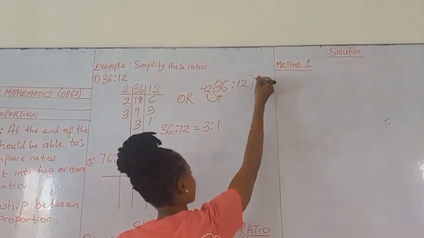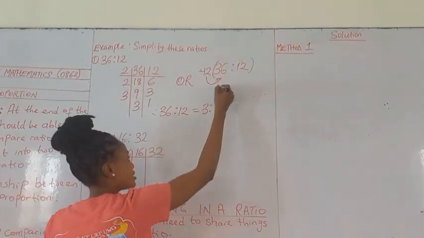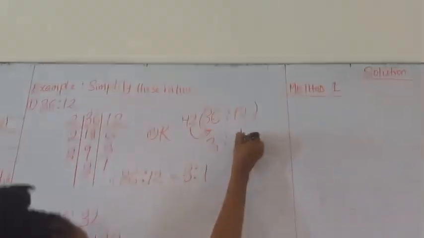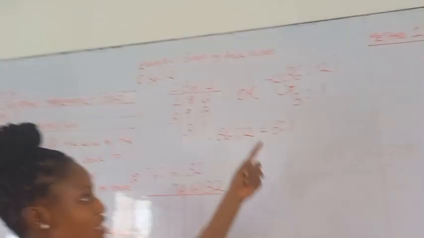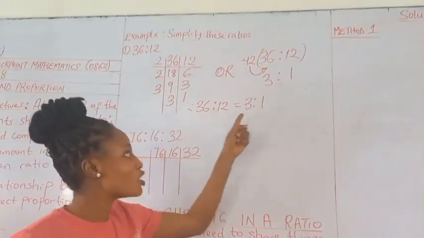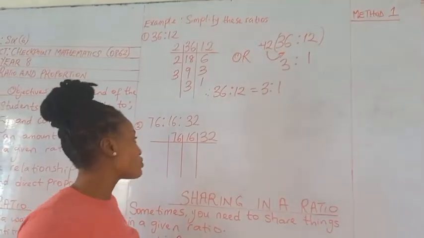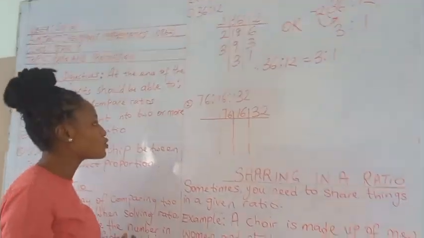You can write it on this side too. 12 divided by 36 gives 3. While 12 divided by 12 gives 1. Therefore, we still have the same value of 3 ratio 1. You can decide to choose any of these methods that you prefer. Let's go ahead with the second question.